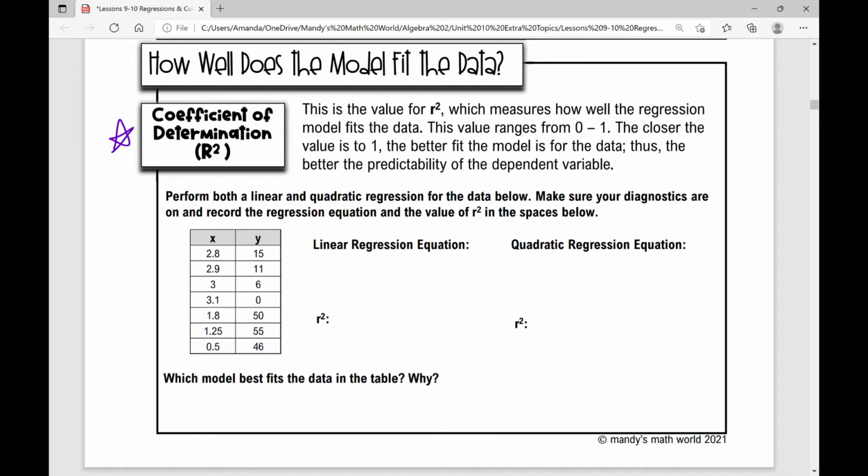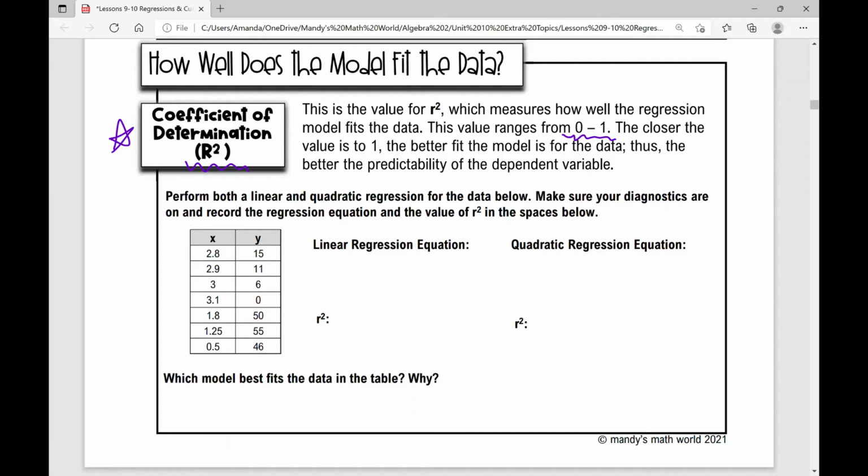So now when we're plugging our data into our calculator, we are going to have our calculator calculate this value, the coefficient of determination. That number is going to be a decimal from 0 to 1. The closer the value is to 1, the better the model fits the data. So the higher that decimal, the closer it is to 1, the better fit the equation is for the data. And obviously, if you have an r squared value of 1, what would that mean? It would mean it's a perfect fit.